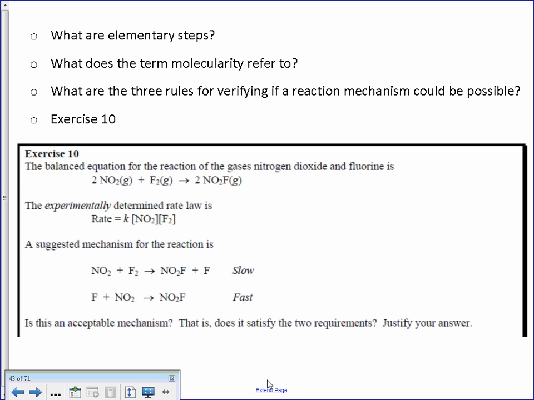Okay, so let's pull out our outline. I'm going to work through what I need to definitely do today, and if I have to save some, tomorrow's going to be a work day for you guys. All right, so quickly look at your outline and tell me what are elementary steps.